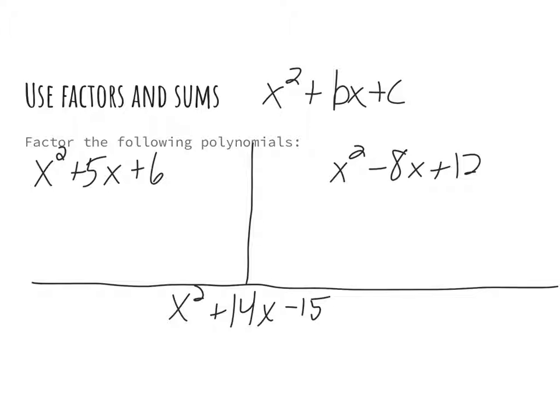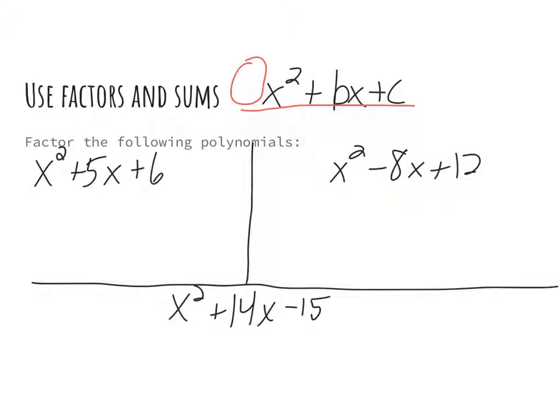The next type of factoring we're going to do is what's called factors and sums. We're going to start in this form right here. Okay, so we've got ax squared plus bx plus c. Notice how there's no number in front of the x squared, there's just a 1. So what we do here is only applicable to these types of problems where we don't have a number in front of the x squared.